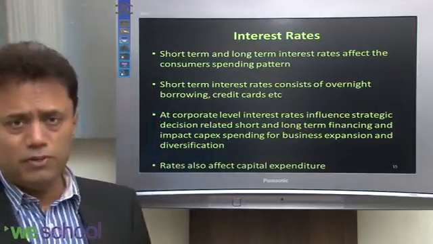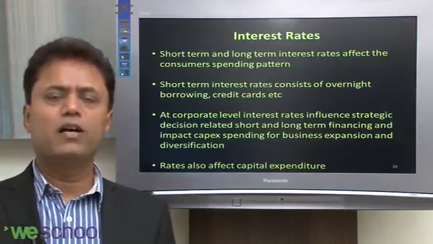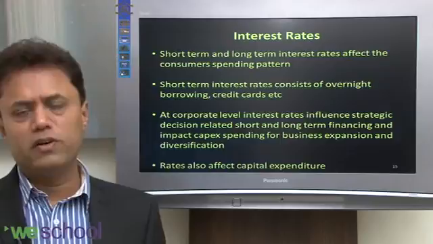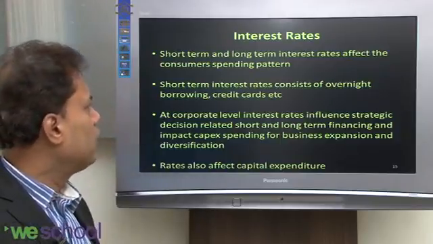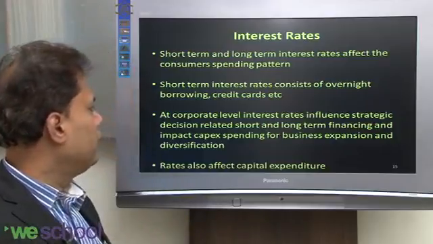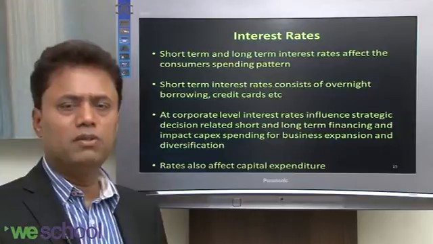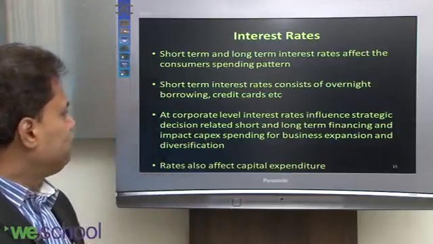If the interest rate is high, people will not go for buying a home. Interest rate is high, the house price is high. Why should I not wait for the interest rate to come down, right? Short-term interest rate consists of overnight borrowing and credit cards. That's when we take a loan from the credit card company against our credit card.